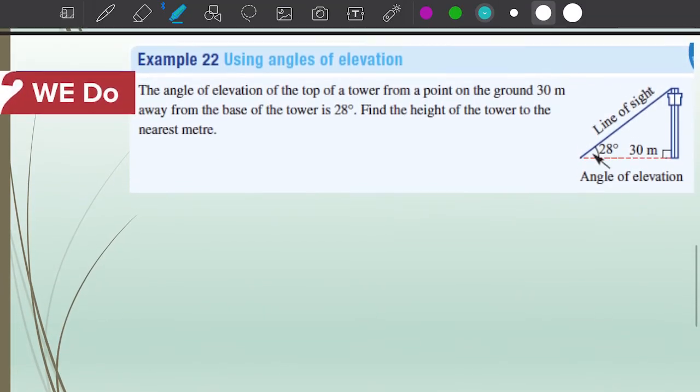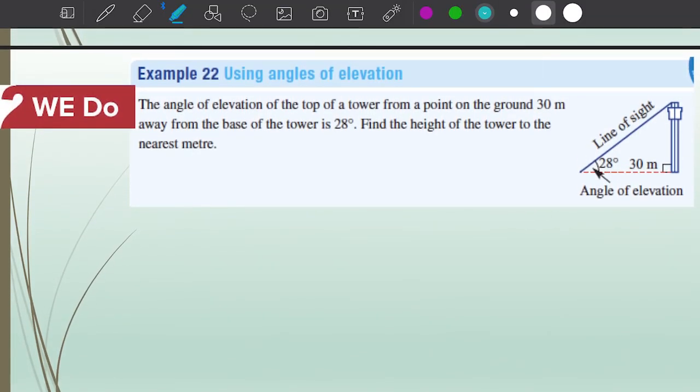Right, moving on. Here's one for you guys to do with me now. Angle of elevation looking up to the top of a tower up here is 28 degrees. And the distance from the base of the tower to where we are is 30 meters. Find the height of the tower. What sides of the triangle are we dealing with? Opposite and adjacent. So we're going to do tan 28 equals opposite. Let's call this x. x over 30.